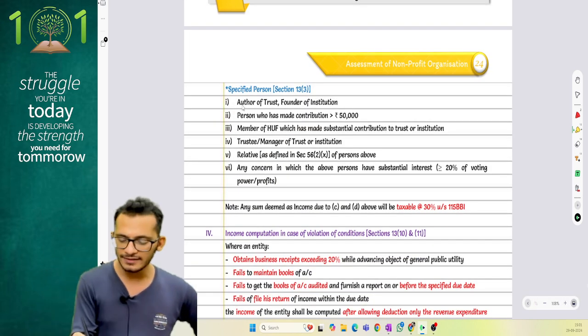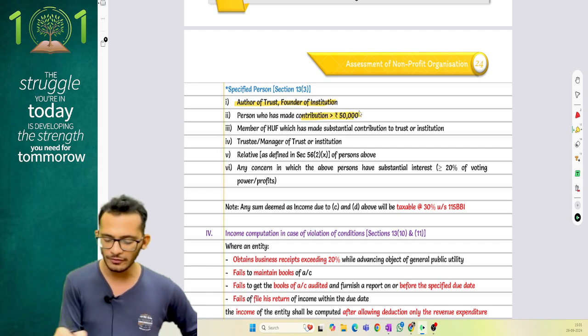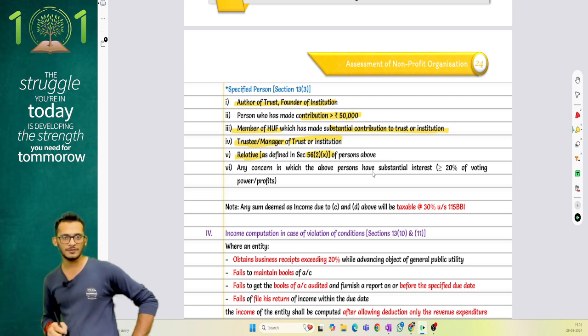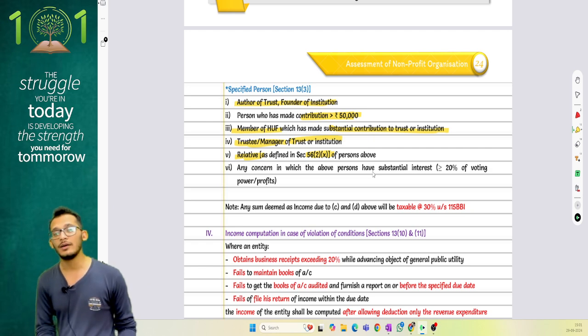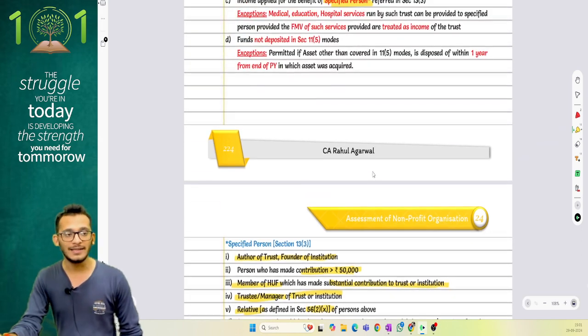Next, any kind of income which is used for the benefit of specified persons under section 13(3). Specified persons are any author of the trust, founder of the institution, person who is making contributions of more than 50,000, a member of the HUF which has made substantial contribution to the fund, a trustee or manager of the trust, any kind of relative as per section 56(2)(10), and any other concern in which the person has more than 20% substantial interest. Any kind of money applied to these kind of people will not be allowed as an application, but rather will be treated as a deemed income also, which means they'll deny the application, at the same time treat it as a double income also, thereby taxing it twice.